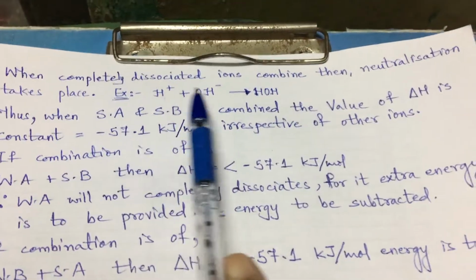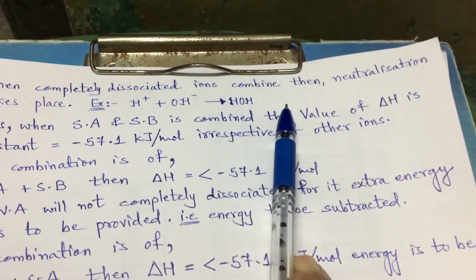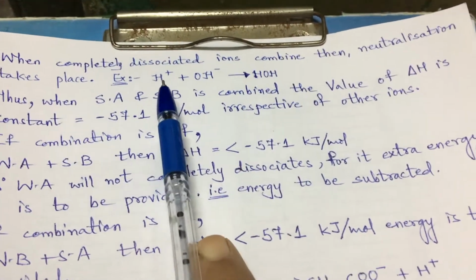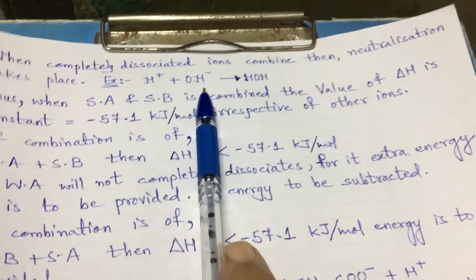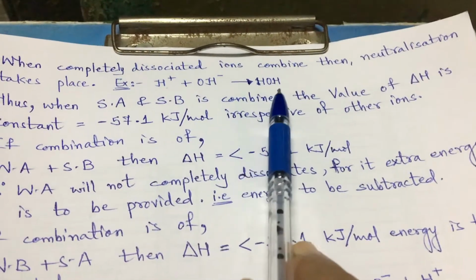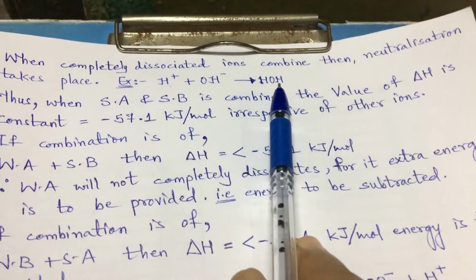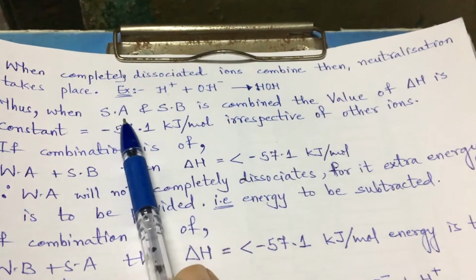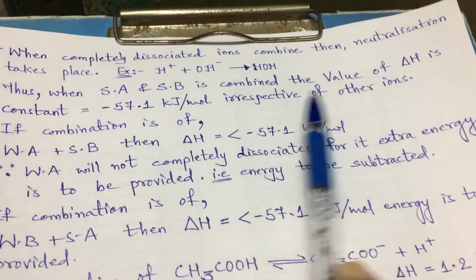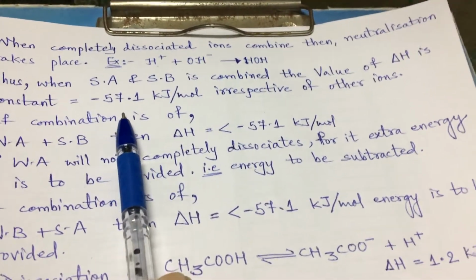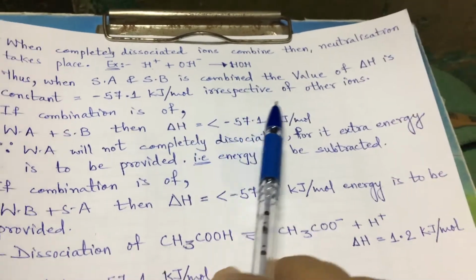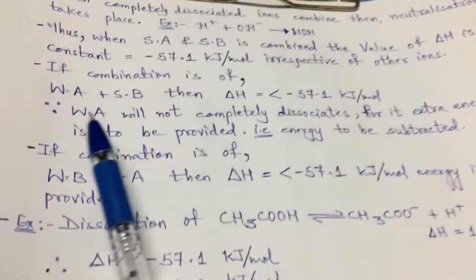When completely dissociated ions combine, neutralization takes place, and thus H plus and OH minus will neutralize each other and give us H2O, that is neutral water. So when a strong acid and a strong base are combined, the value of enthalpy is constant, which is minus 57.1 kilojoule per mole, irrespective of other ions.